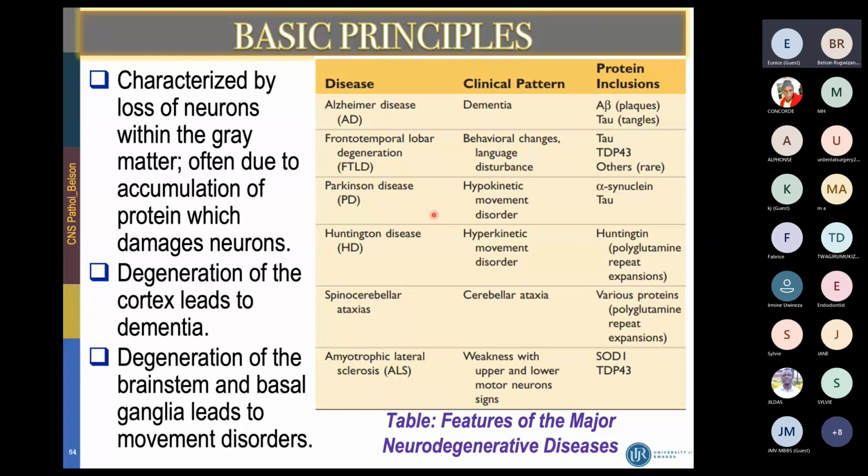Otherwise, memory and forgetting concern the neurons themselves, while myelin concerns movement, sensation and so on. So memory now comes to the neurons. That's why it comes here more than in the other parts that we saw. So often due to accumulation of protein which damages neurons, degeneration of the cortex leads to dementia. So cortex, which is gray matter, is rich in cell bodies of neurons. Degeneration of the brain stem and the basal ganglia leads to movement disorders.